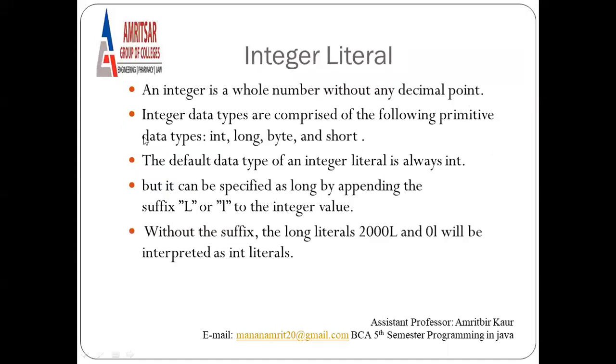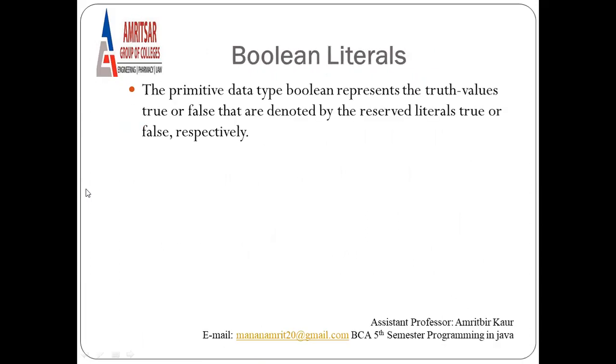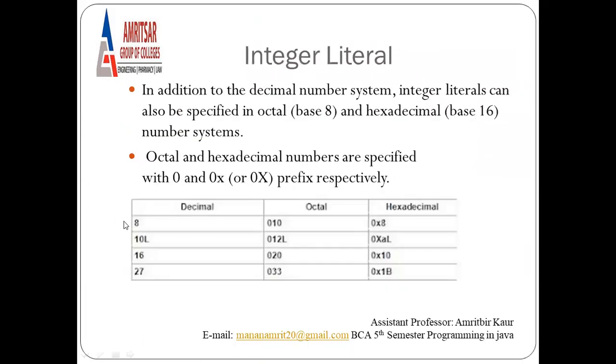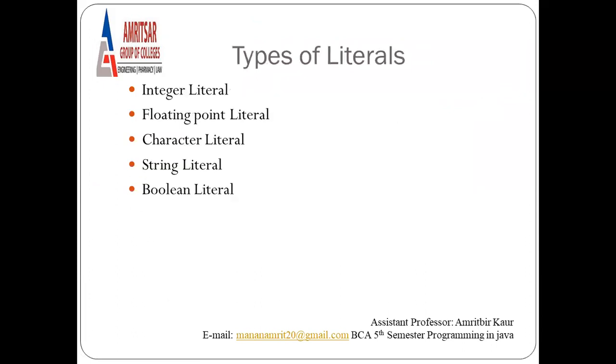So a literal can be an integer, float, boolean, or character literal. The types of literals are: integer literals, which are without decimals, whole numbers; and floating point literals, meaning decimal numbers. Character literals deal with characters like alphabets. String literals contain a sequence of characters, and Boolean literals contain a Boolean value. So now let us discuss these types one by one.